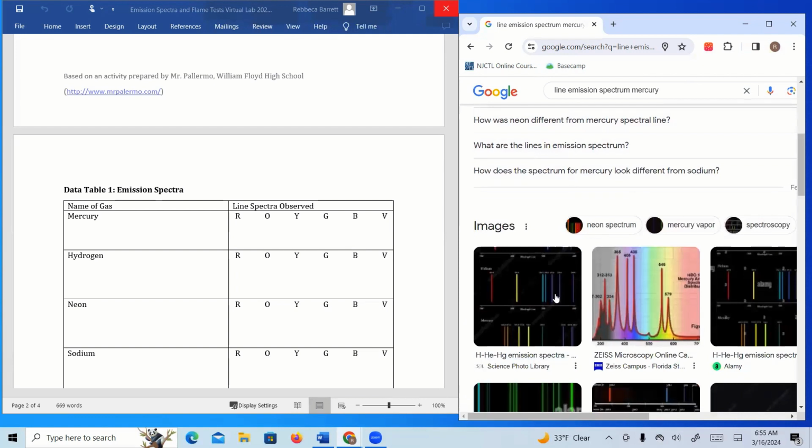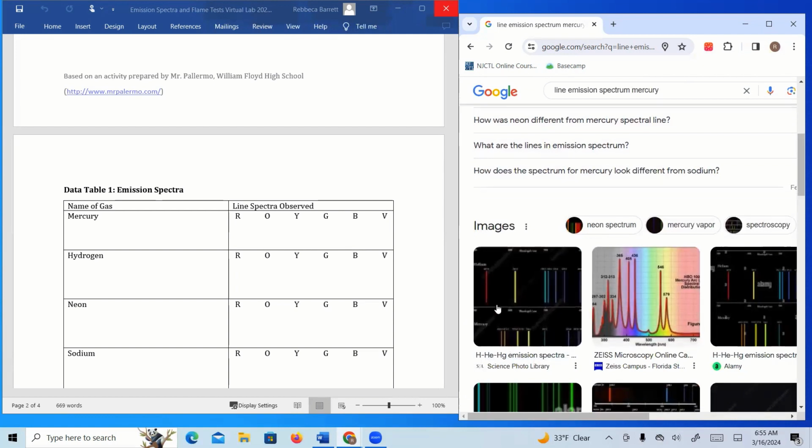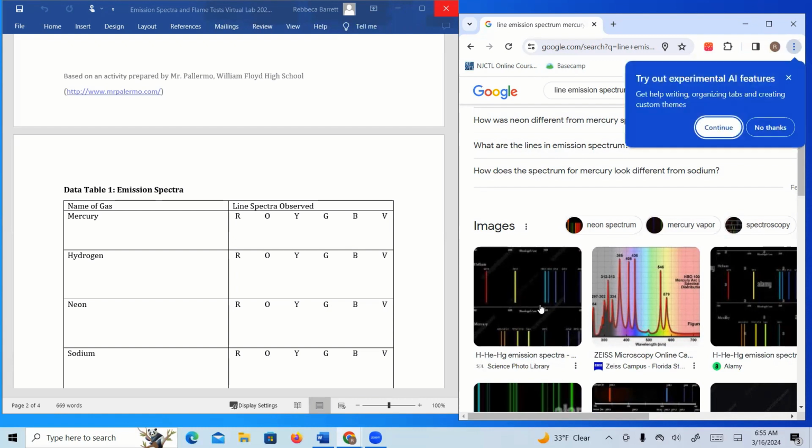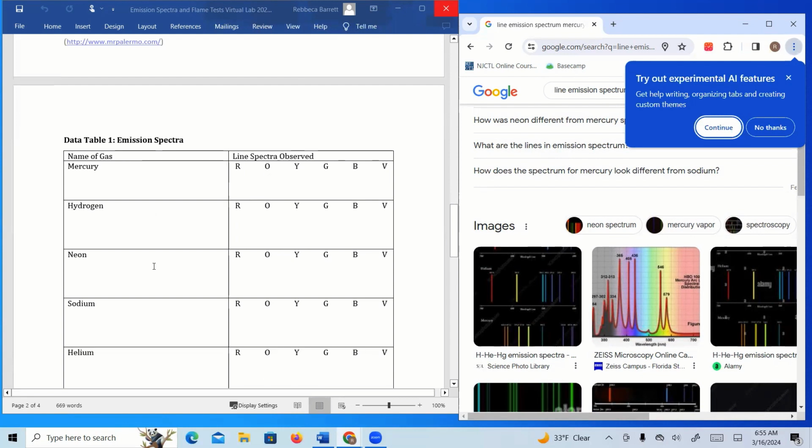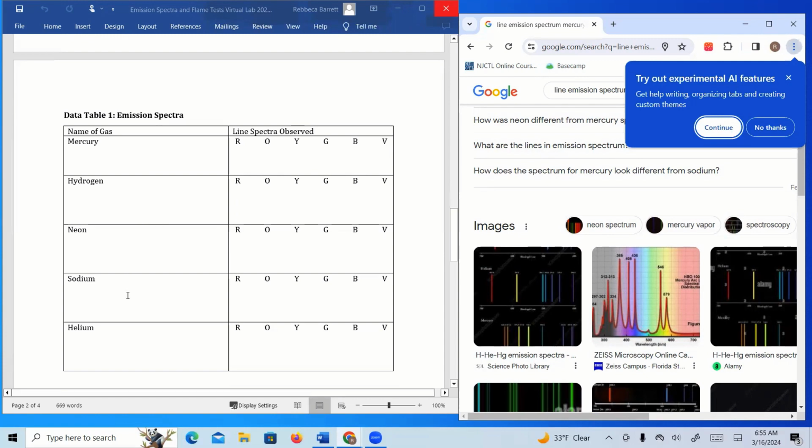The other way I could do it is I could find an image. So you can see an image here, red, yellow, there's a blue-green one that we talked about, okay? So you can also see them visually if you want to look at them visually and then draw the line spectra observed here. So where each of the lines are that you might see. So you need to do that for each of these elements: hydrogen, neon, sodium, and helium, okay?